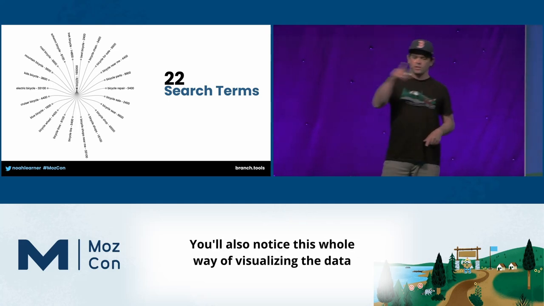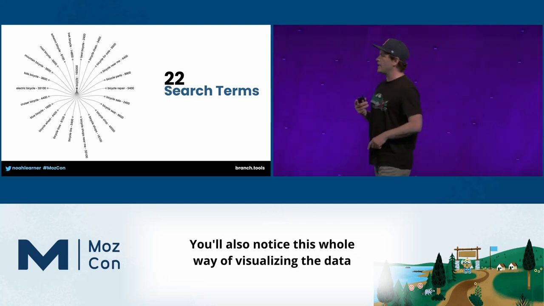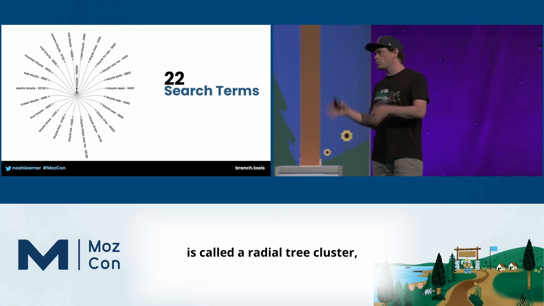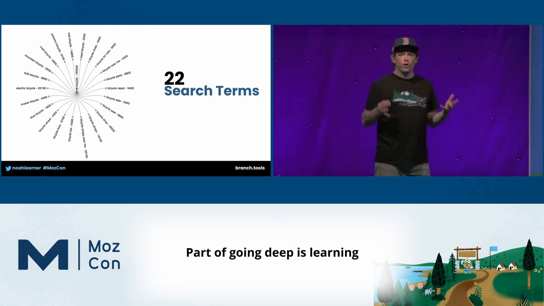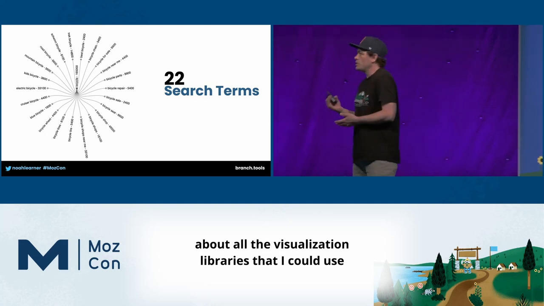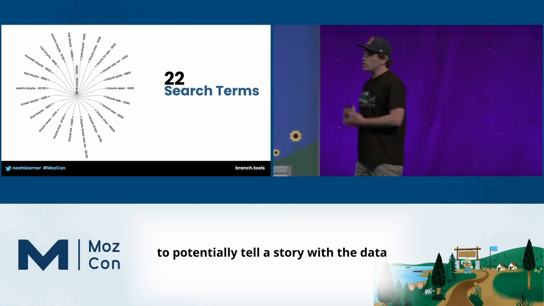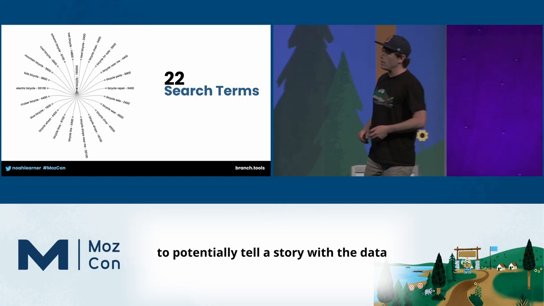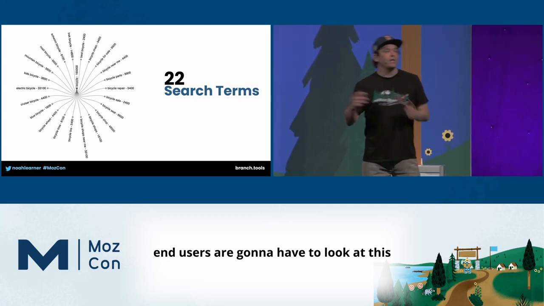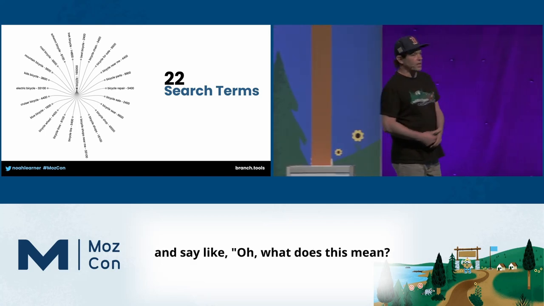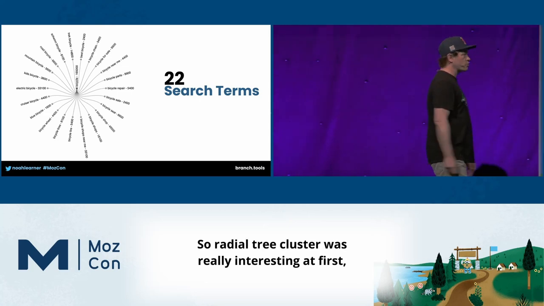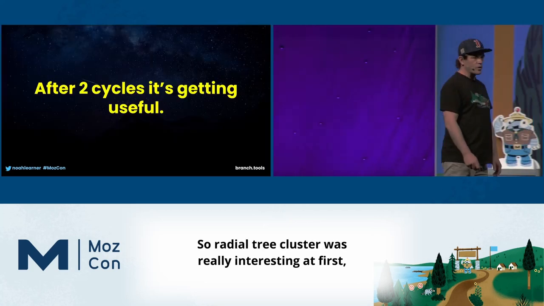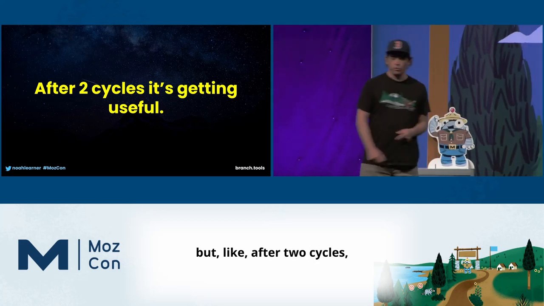You'll also notice this whole way of visualizing the data is called a radial tree cluster, and it's from the D3 library. Part of going deep is learning about all the visualization libraries that I could use to potentially tell a story with the data, because down the road, end users are going to have to look at this and say, like, oh, what does this mean?